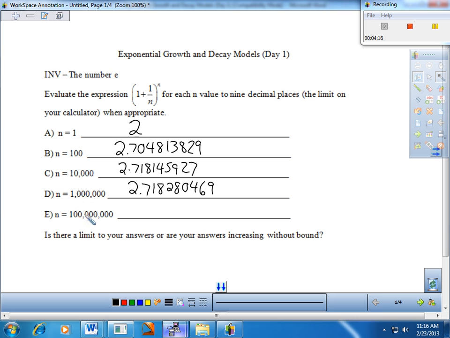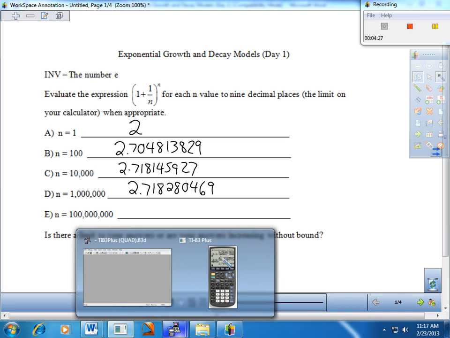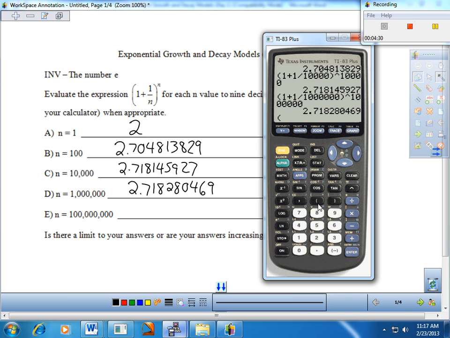Bump it up by another couple factors of 10. So from 1,000,000 all the way up to 100 mil. Here we go, last time. So parentheses, 1 plus 1 divided by 100 million. Okay, close that off, raise it to, same deal, 100 million.